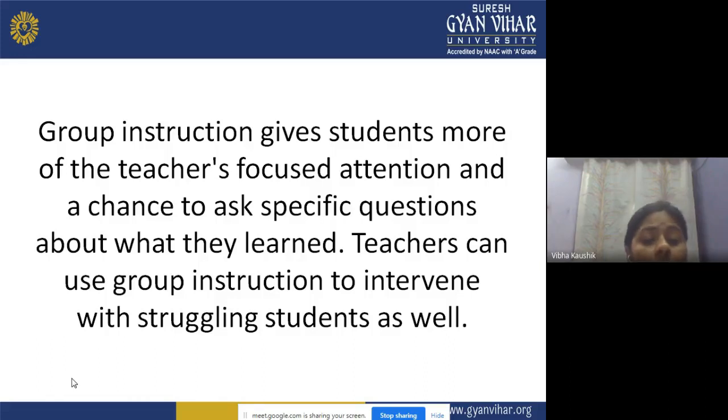The teacher can use small group instruction to intervene with struggling students as well. Who will be the struggling students? The struggling students will be those who have below average performance. We are saying that it is not only beneficial for students who are performing average or above, but also beneficial for the students who are performing below level.